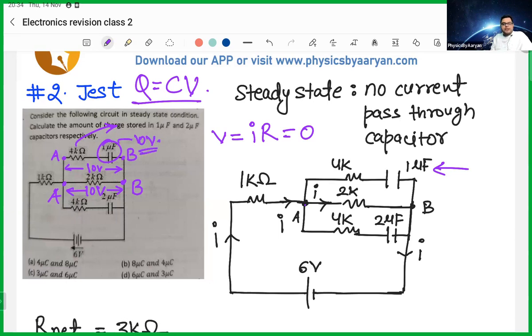Okay? So that is the point. Now you might have understood how to find the potential around this capacitor. How to find it? First step, I will find the voltage across this resistor.